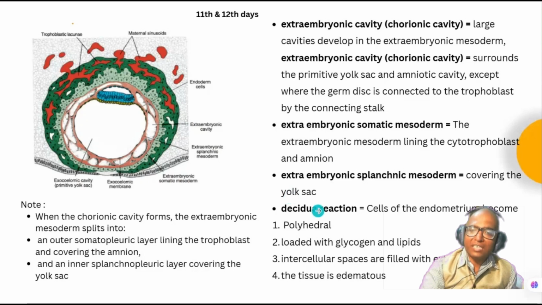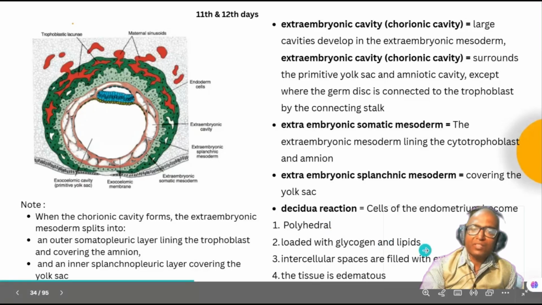Then there is a decidual reaction. Cells of the endometrium become polyhedral, loaded with glycogen and lipids. The intercellular spaces are filled with extravasate, and the tissue becomes edematous.